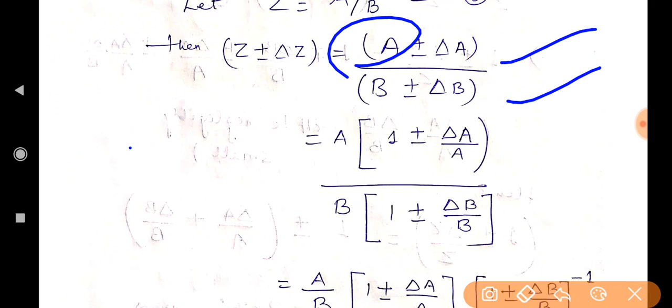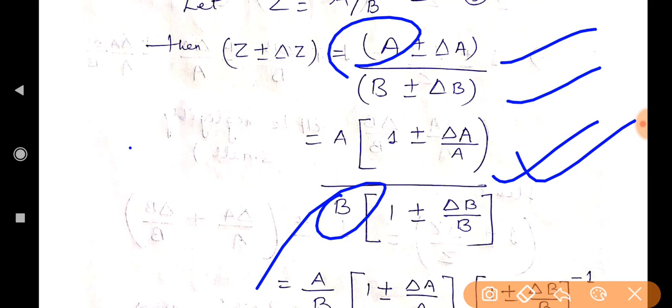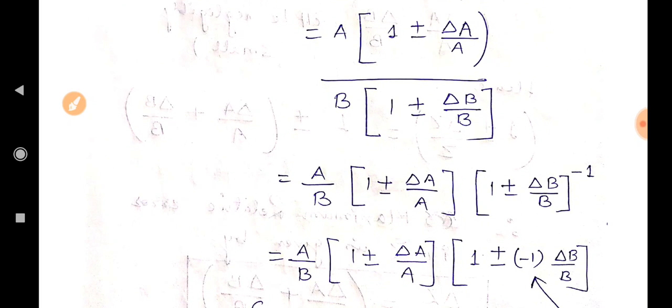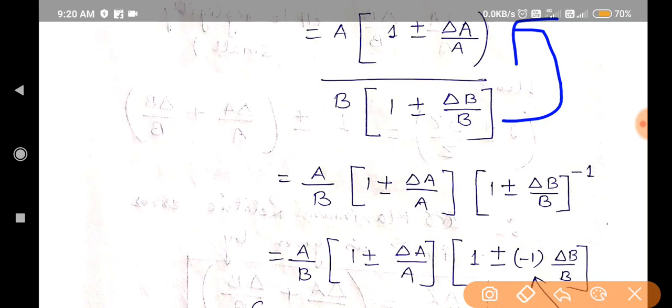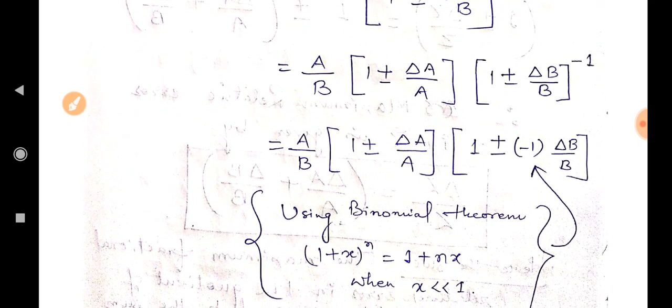Taking A common from the numerator and B common from the denominator, you will get quantities like this taken in brackets, and then we can write A by B into (1 plus minus delta A upon A) into (1 plus minus delta B upon B) whole to the power minus 1. When we take this bracketed term from the denominator to the numerator, the power will be minus 1. So A by B (1 plus minus delta A upon A)(1 minus plus delta B by B). Dear students, this is in accordance with the binomial theorem.